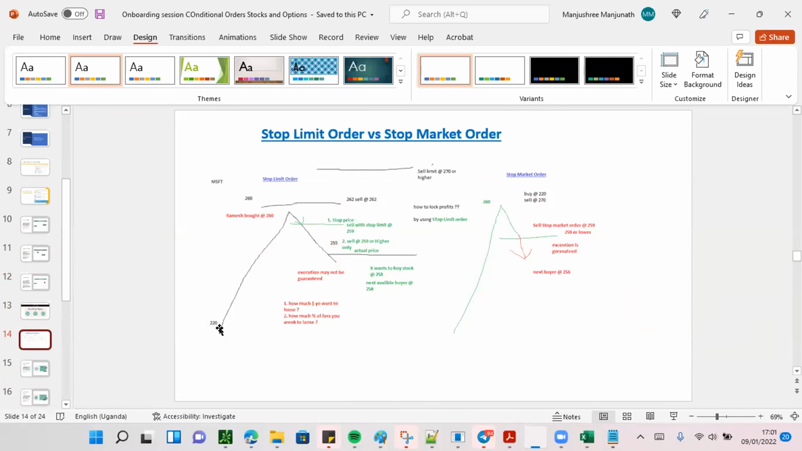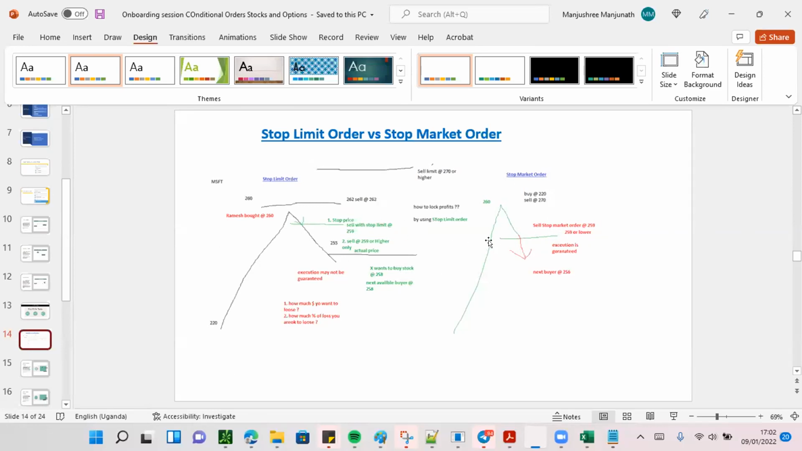Take one example like Microsoft. If I buy Microsoft stock at 220 and then it goes to 260, and I want to lock my profits, anything about 259, I want to lock it. So what I will do, I'll just set a stop market order at 259. The moment the stock goes down less than 259, it will execute the trade. I will sell it so that my profit is locked.